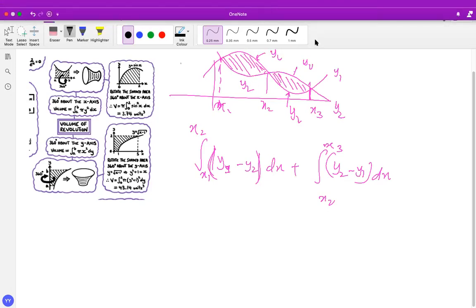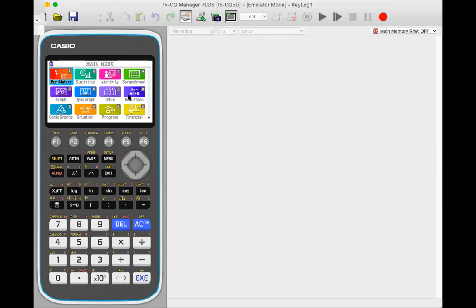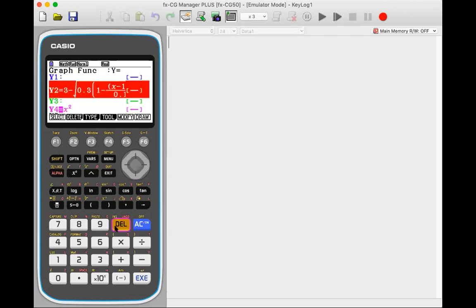So let's have a quick look on the calculator. How do you do this on a Casio calculator? Let's say I want to find the area bounded by two graphs using the calculator. First I'm going to quickly go over the concepts of the area bounded by functions. I'm just going to quickly erase these functions here.